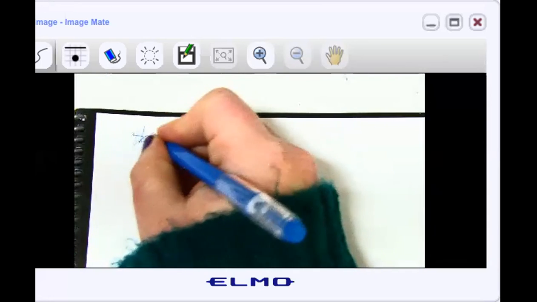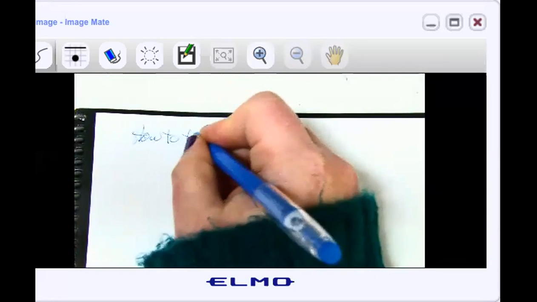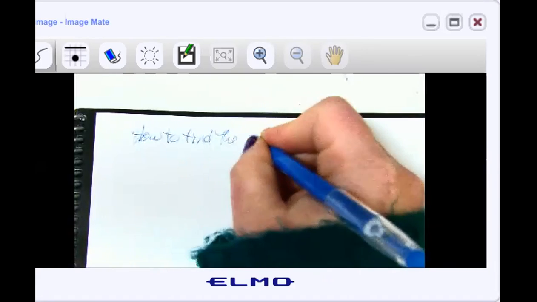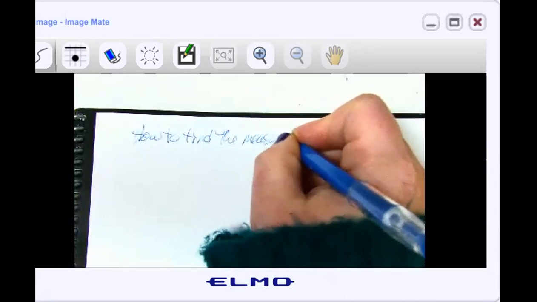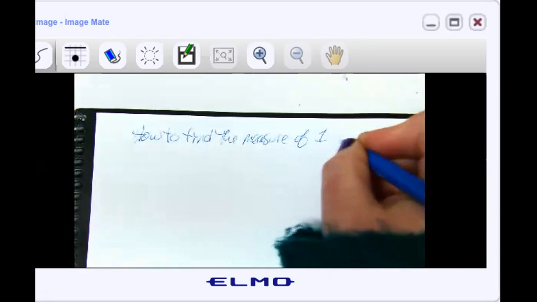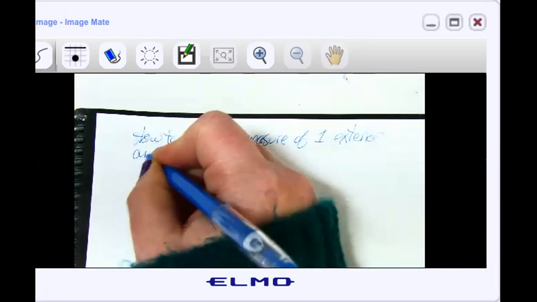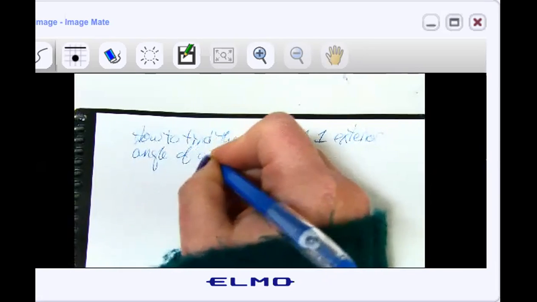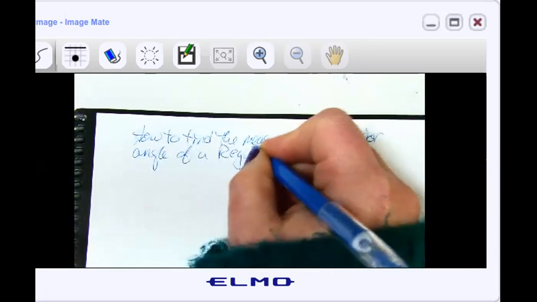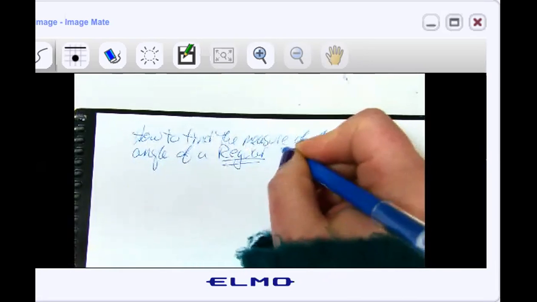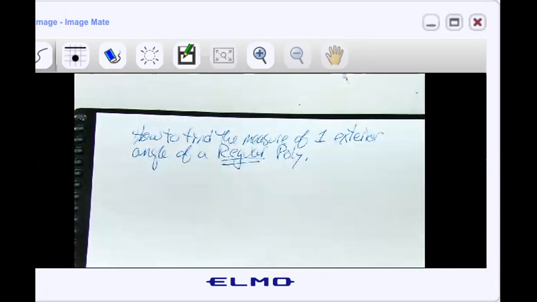So how to find the measure of one exterior angle of a regular polygon. It's got to be regular. Otherwise, you cannot do this.